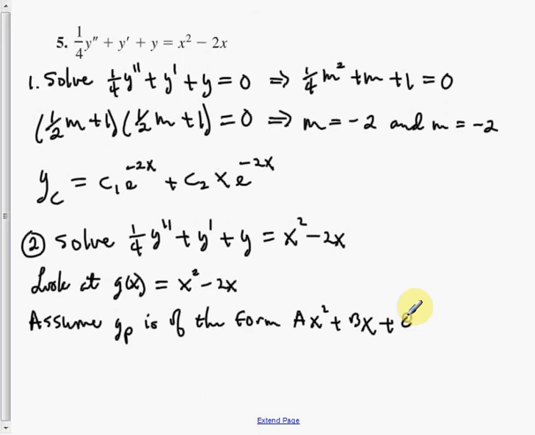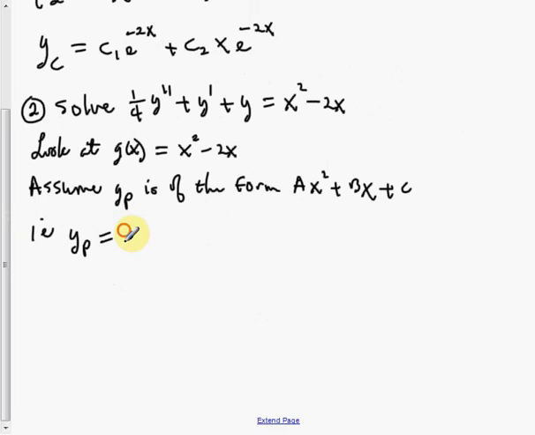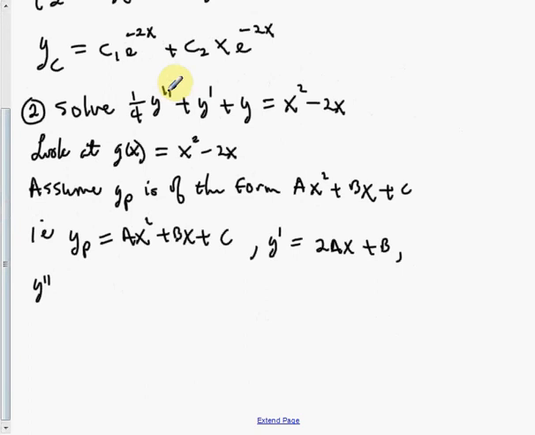So that is y sub p is equal to ax squared plus bx plus c. We take its derivative, y prime is 2ax plus b, and you take its derivative, y double prime. Why? Because in the original problem, we have y double prime, we have y prime, and we have y. So y double prime is 2a. So we make the substitutions for y double prime as 2a, y prime is 2ax plus b, and then y is ax squared plus bx plus c.